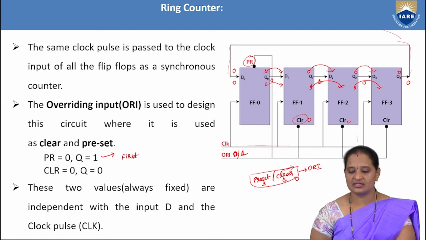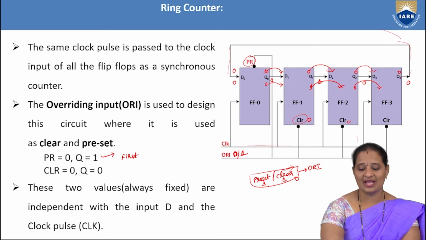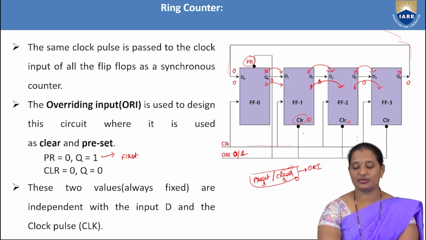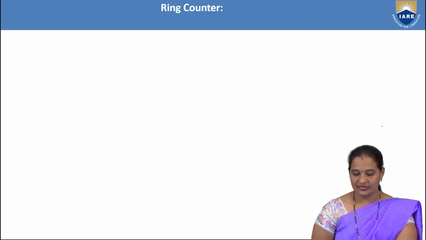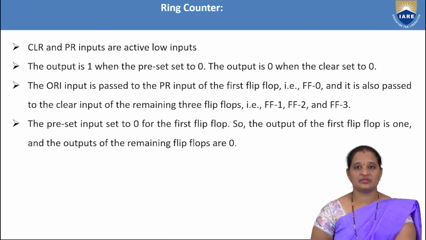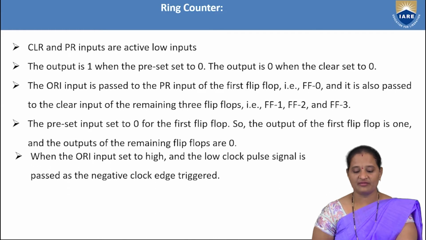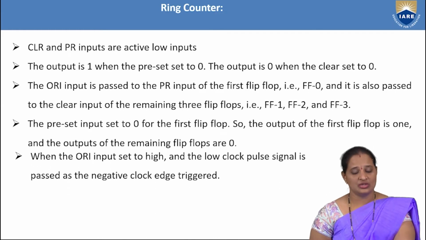If you look at this, the ORI input is applied as preset input to flip-flop 0, and it is applied as clear input to flip-flops 1, 2 and 3. Hence, the output of the first flip-flop will be set to 1 and the remaining 3 flip-flops will be set to 0.